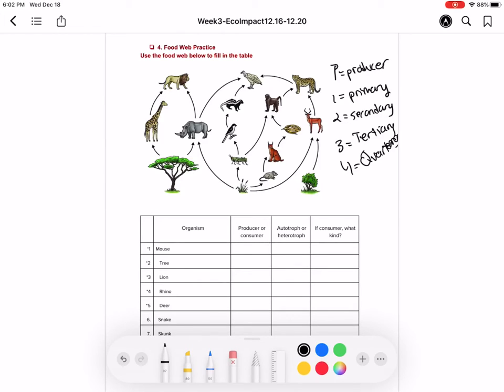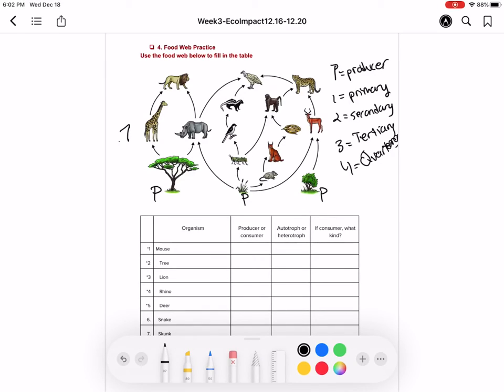You start from the bottom and you go up, okay? So you start with the producers. You find the producers first. So producers are going to be the thing that have no arrows pointing toward it. So this one, and this one. I have no arrows pointing toward it. I only have arrows pointing away. Okay? So if I look from the producers, what's eating the producers?